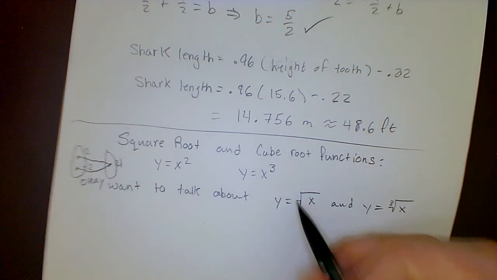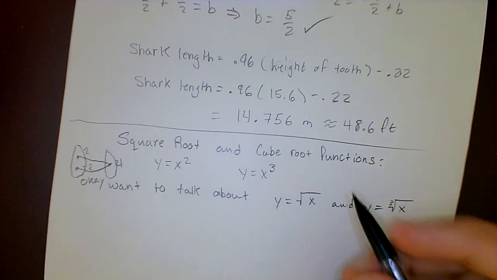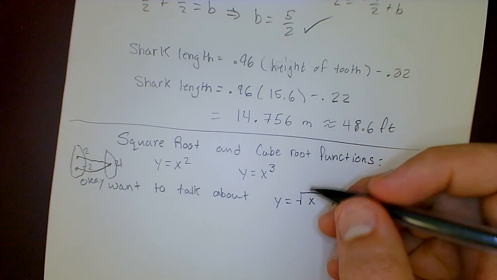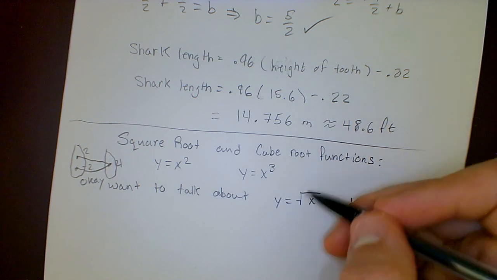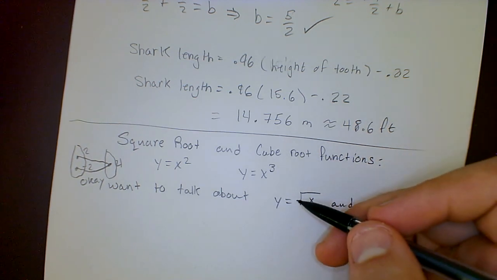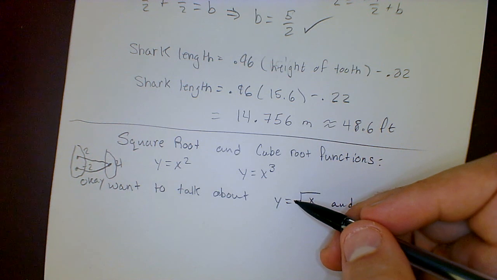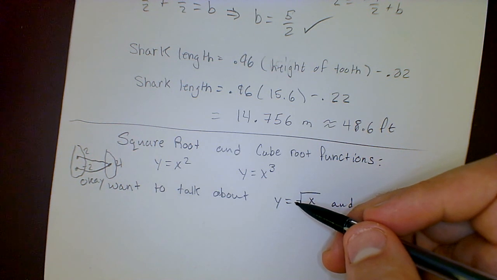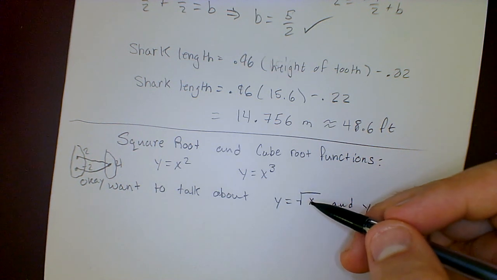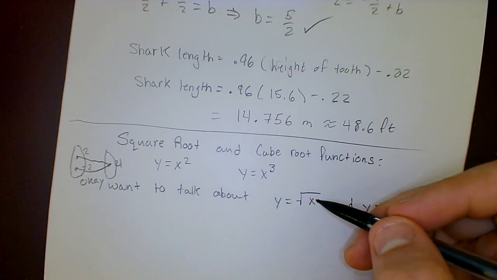So this is called the principal root, right? Remember, whenever we take the square root of something, we always write plus or minus. So this function here actually specifies that you're using the positive square root, okay? Because the square root of 4 could be negative 2 or positive 2.